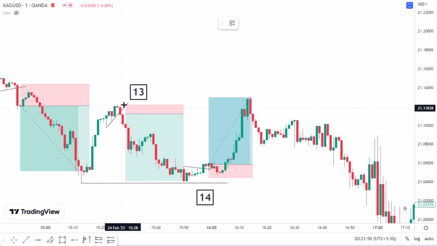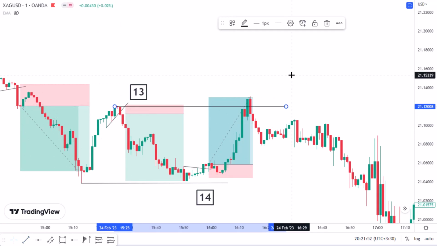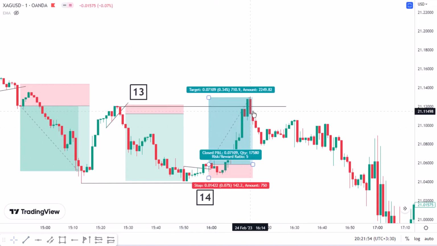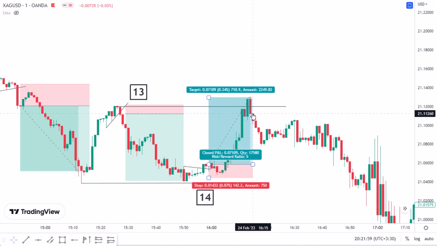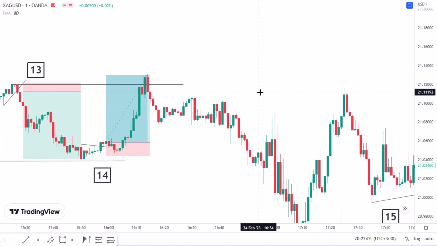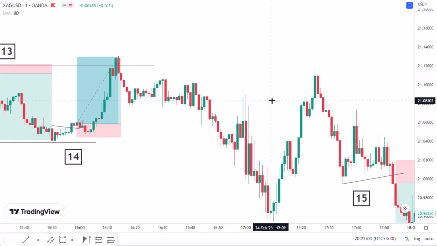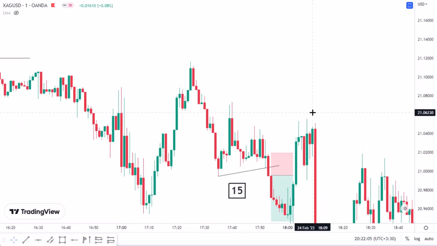And as you can see, here is this resistance. Let me draw that for you, and you can see some rejections here. You could also enter sell positions on these red candles, which I didn't draw. I just forgot that. Not important.